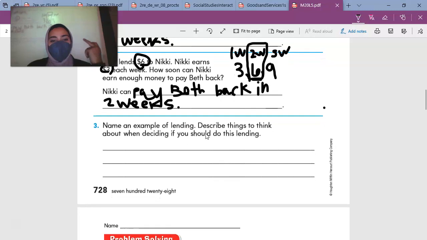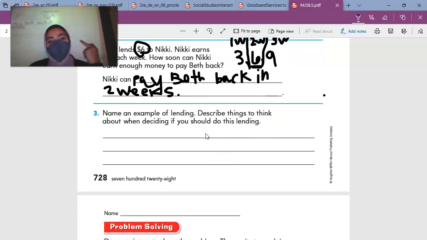Okay? Name an example of lending. Describe things to think about when deciding if you should do this lending. So let's talk about that. What's an example of lending? How many of you have lended something to somebody before? Mariah, when have you lended something to someone before? Okay, what was it? Okay, she lended her cousin $1 a few weeks ago.